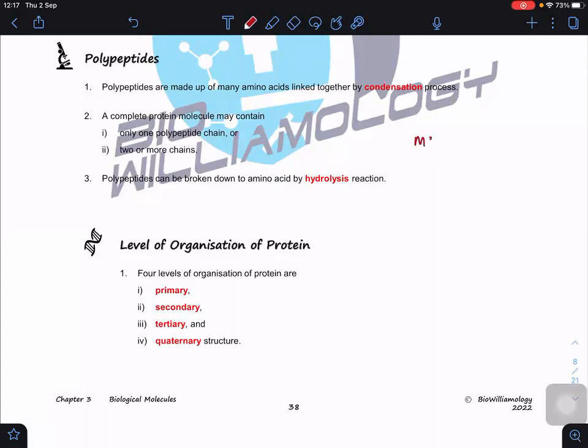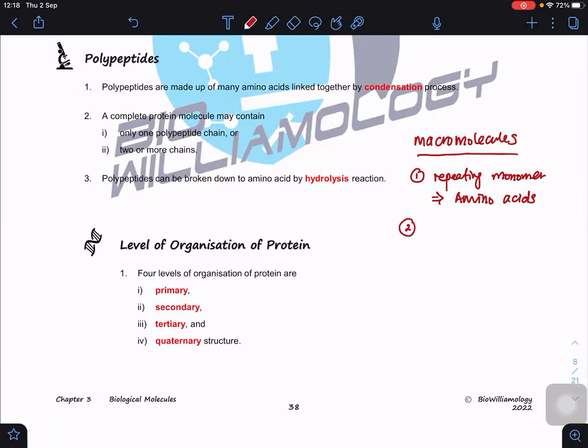Still remember a quick revision here: when we talk about macromolecules, for any macromolecule, they need to fulfill the 4 criteria, right? So first, they must have the repeating monomer. In this case, the repeating monomer is amino acid. Number 2, this repeating monomer must be either identical or similar. In the context of polypeptides, they are similar, not identical, because for amino acids we have 20 types of them. So if there are 20 types, you cannot say that they are identical.